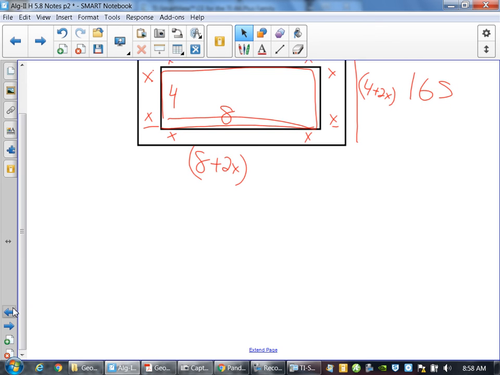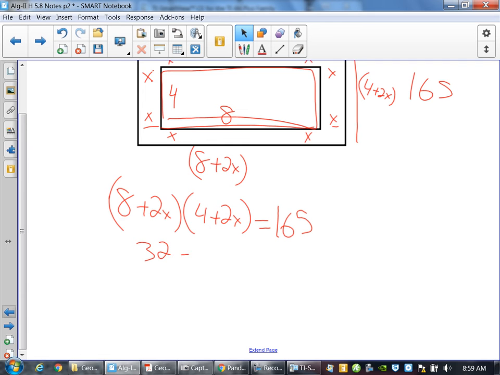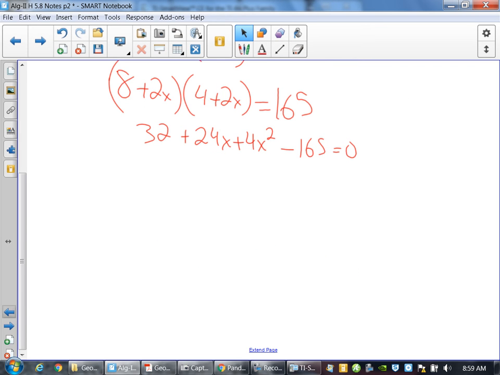So now we know that if I multiply these two dimensions together, 8 plus 2x and 4 plus 2x, it has to equal the overall area of 165. Foiling this out, I'm going to get 32 plus 24x plus 4x squared. I'm going to bring the 165 back and set it equal to 0.